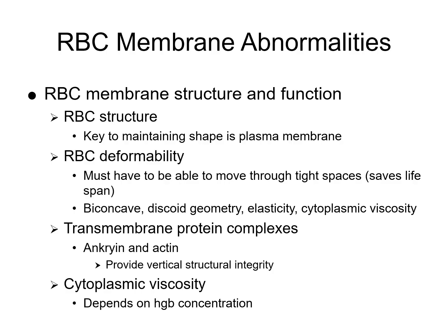For cytoplasmic viscosity, this is dependent on the concentration of the hemoglobin inside the red blood cell. The increased viscosity can reduce deformability, contributing to the premature red blood cell destruction. For pathophysiological impacts, the intrinsic membrane defects can reduce the red blood cell lifespan by decreasing deformability, causing hemolytic anemia, such as if they have hereditary spherocytosis, and elliptocytosis are also things that can cause this.